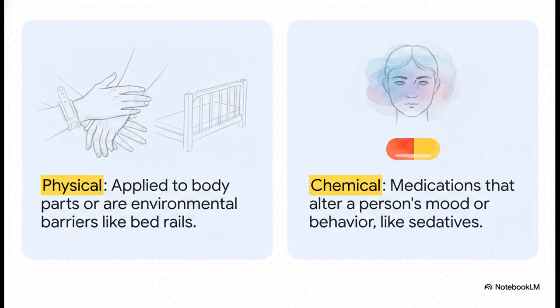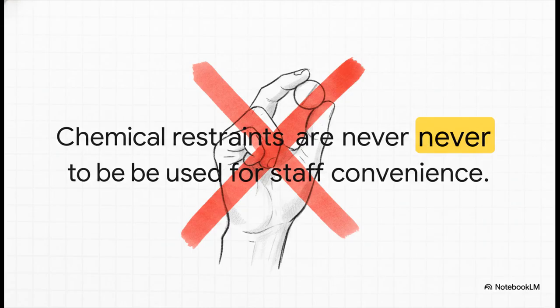Now, it's also super important to get the difference between physical and chemical restraints. Physical ones are what we've been talking about, the actual devices or barriers. Chemical restraints are different. They involve medications, like sedatives, that are used to control a person's behavior or mood. And let me be crystal clear about this, because this is a hard, non-negotiable line. Chemical restraints are never to be used for staff convenience, period. Using medication just to make a patient easier to handle is unethical, it's dangerous, and it's flat out illegal.